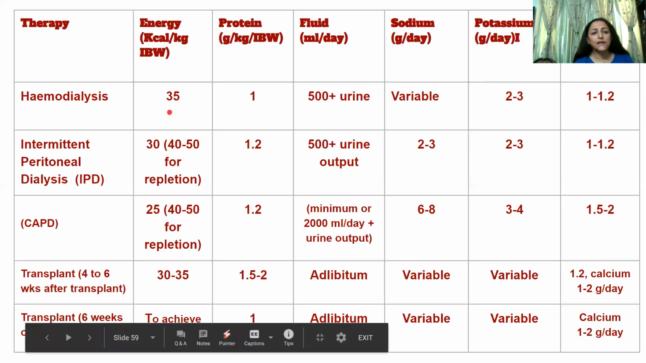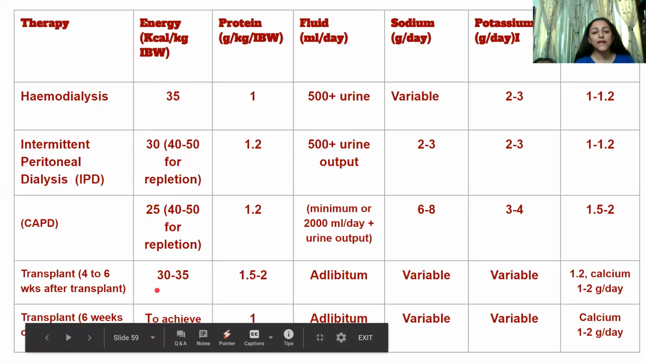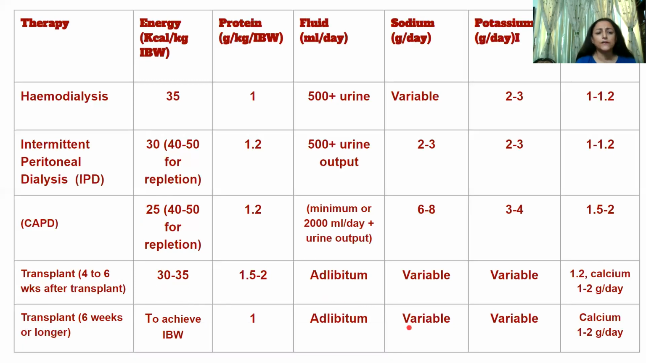So if we see for the energy, it is 35 for hemodialysis. Again, 40 to 50 for depletion we have to give if the person is on intermittent peritoneal dialysis. If the person is on continuous dialysis, then again we have to give 25 kilocalorie per kg ideal body weight. For the transplant person, we have to give 30 to 35, and after the 6 weeks, it has to be in order to achieve the ideal body weight.